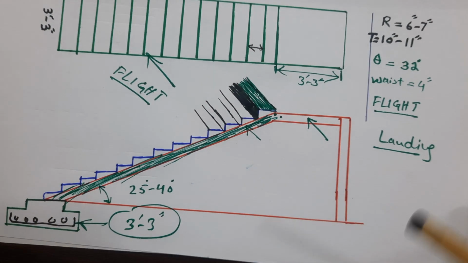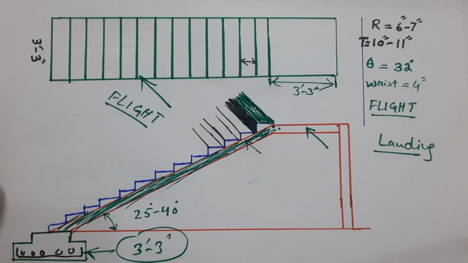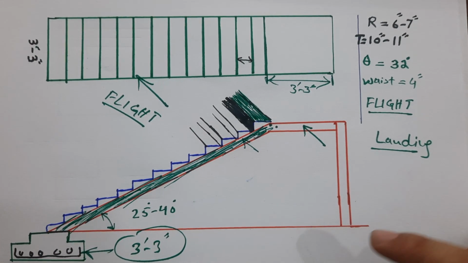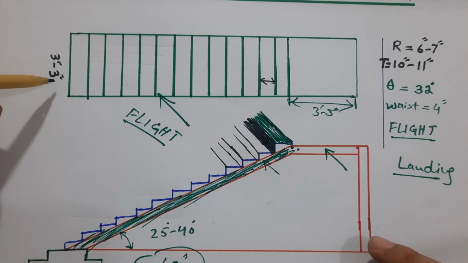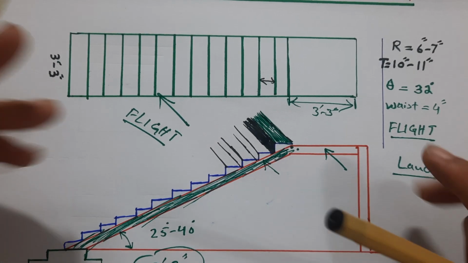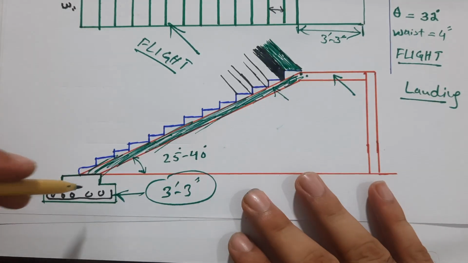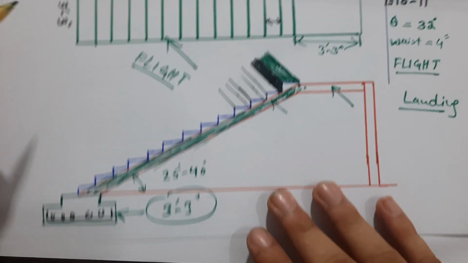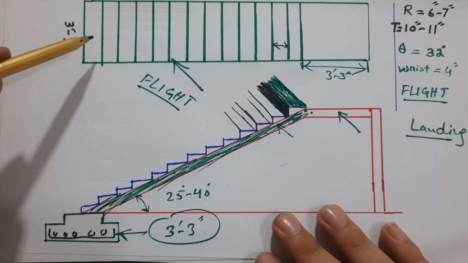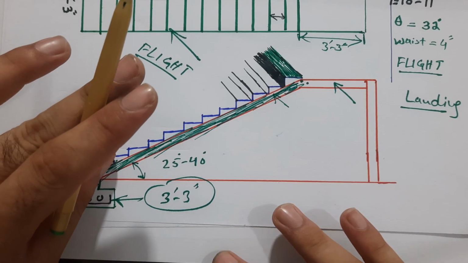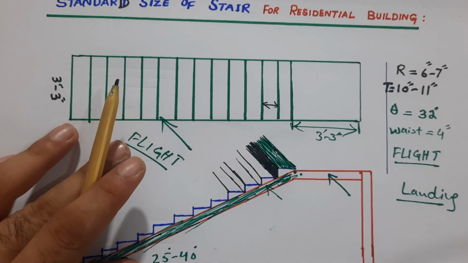When you are creating the square foundation, especially for the construction of the stair, if the width of the stair is 3 feet 3 inches, the footing size should be 3 feet 3 inches by 3 feet 3 inches. If you are making it 3 feet 6 inches or 4 feet in width, the size of the footing should be 4 by 4 feet. Remember these important points which I am discussing.